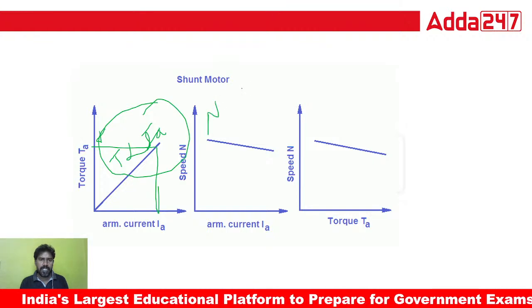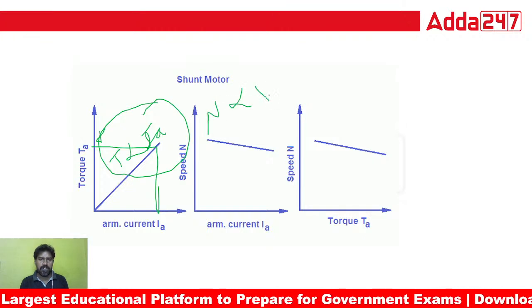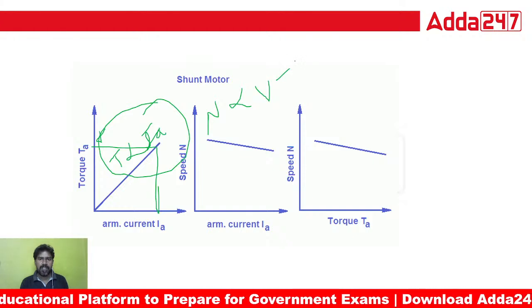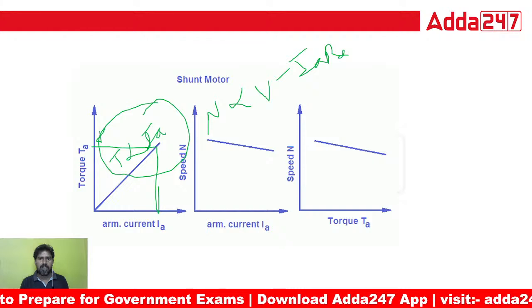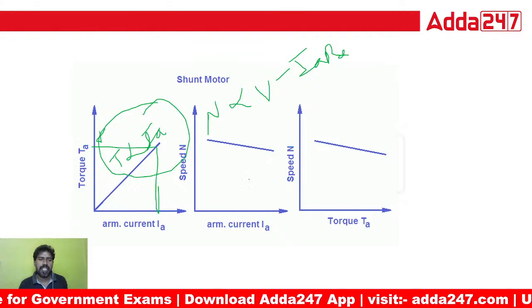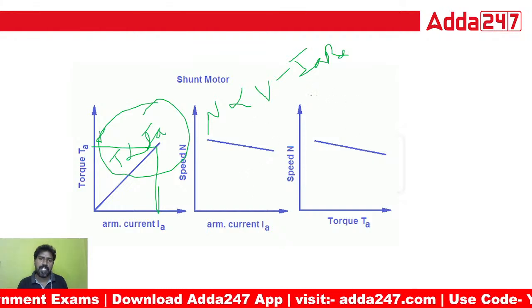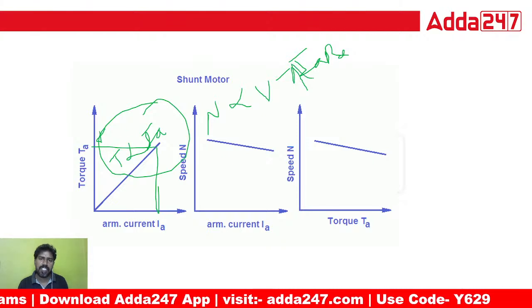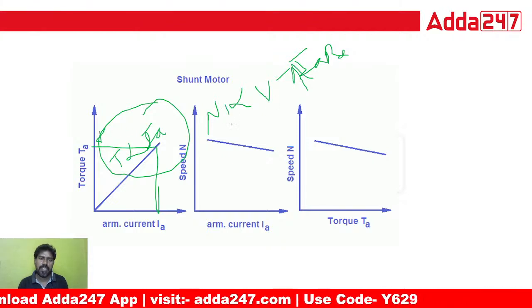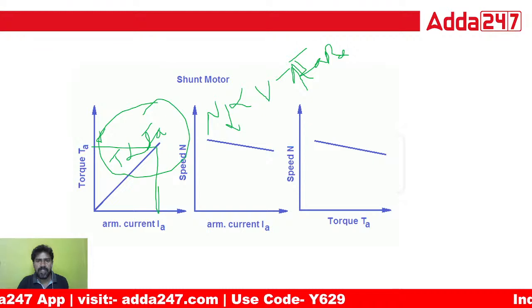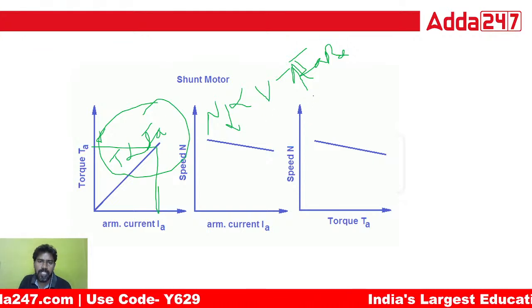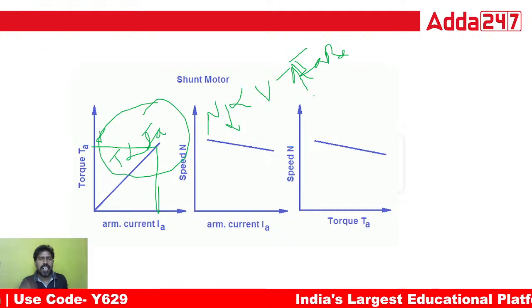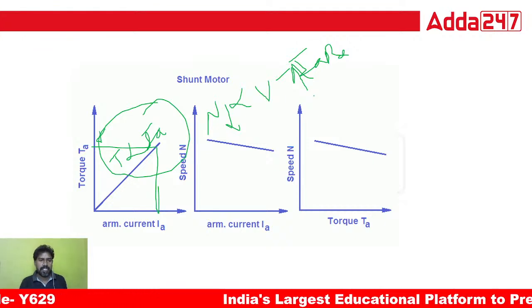So speed is directly proportional to V minus IaRa. When the armature current increases, what will happen? The speed will decrease. So both are inversely proportional: when current increases, the speed decreases.